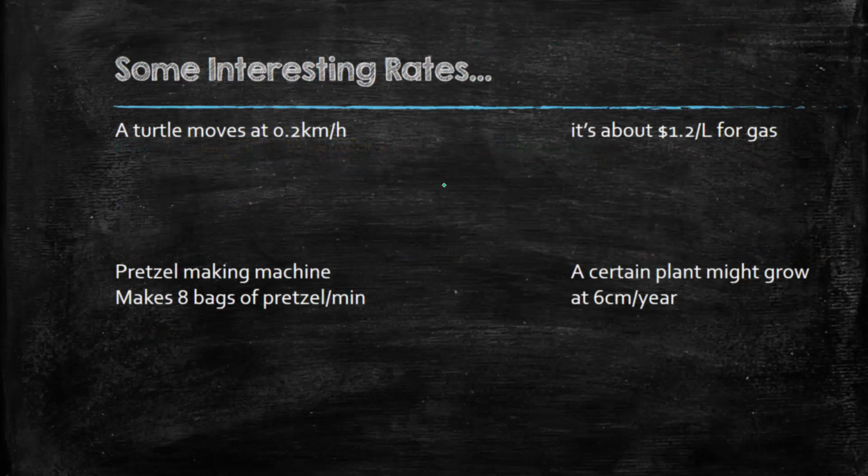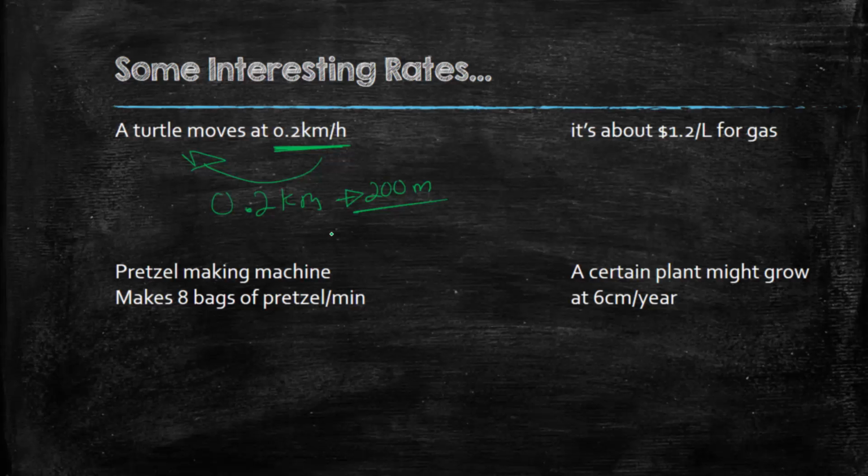Let's look at some interesting rates here. A turtle moves at 0.2 kilometers an hour. This is a really slow speed, but we already know that because it's a turtle. But to give you an idea, if a turtle keeps on moving and moving and moving, in an hour it only moved 0.2 kilometers. To give you a better idea of what that is, that's 200 meters.